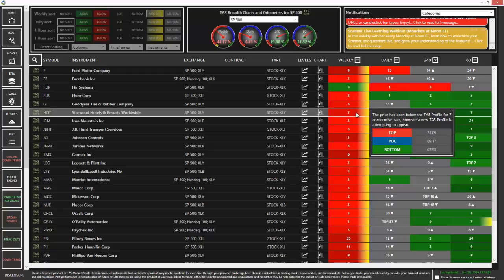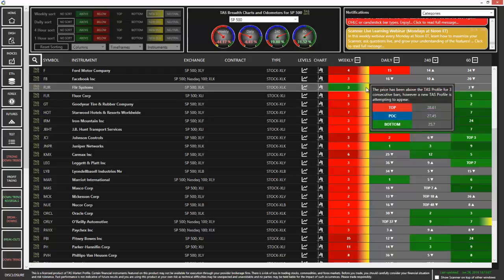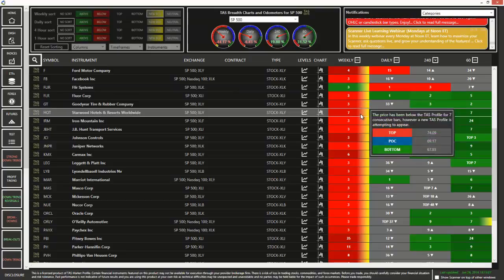We more than likely got this indication on a Monday, and that means we're having price action within a possible new profile attempting to appear. And what that means to me on a long term is that indication in itself, when we have a yellow peelback, either in a green cell, just like in FLIR Systems right here, or in Starwood Hotels, is a long-term indication, again, that we may have been reaching targets.